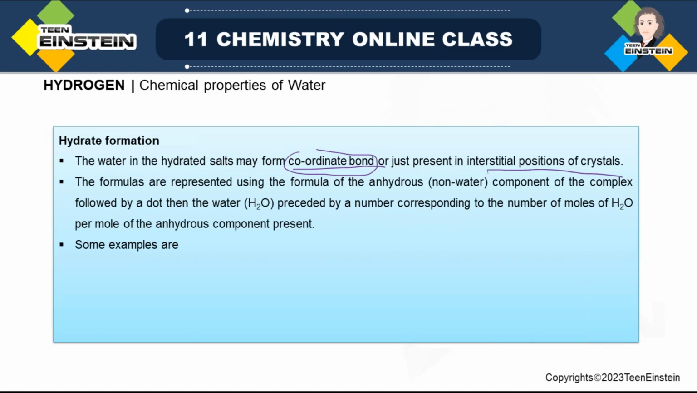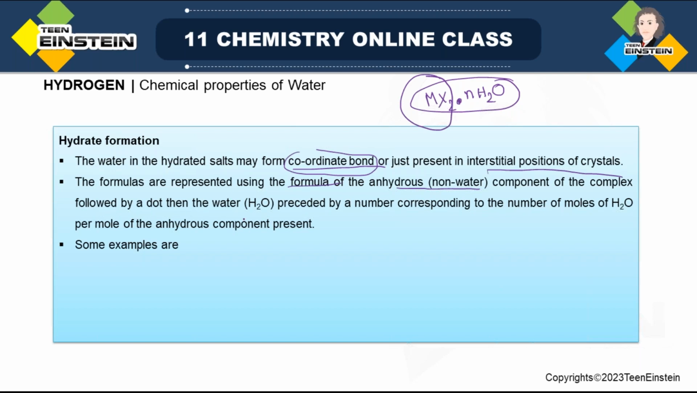The formulas, that is how we express the hydrate. Suppose the metal salt is, I am simply writing MX2. Now you have to give a dot sign, and if there are N number of water molecules, it will be written like this. Fine. So the formulas are represented using the formula of the anhydrous component, followed by a dot sign.